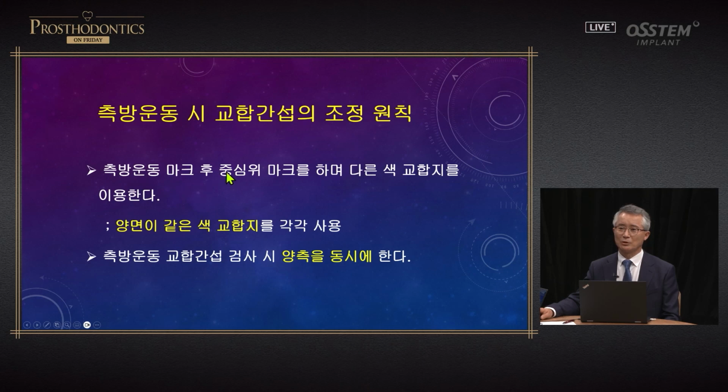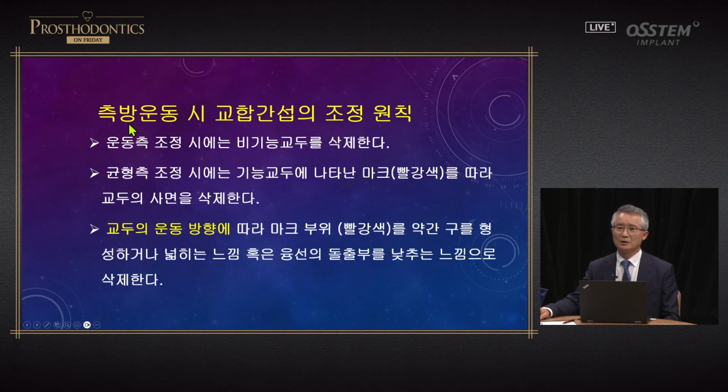The lateral movement should be in red. And we need to use an articulating paper that is the same color on both sides. And also, when checking occlusal interference upon lateral movement, we need to do it on both sides at the same time. When adjusting the working side, you need to remove the non-working cusp, and for the balancing side, you need to remove the bevel accordingly with a red mark on the working cusp.